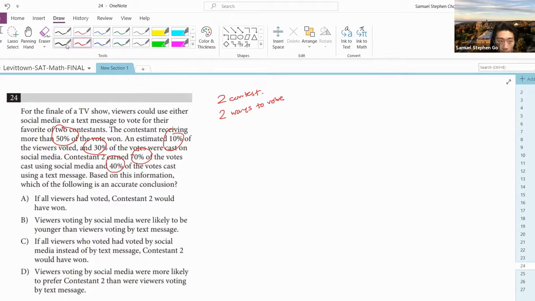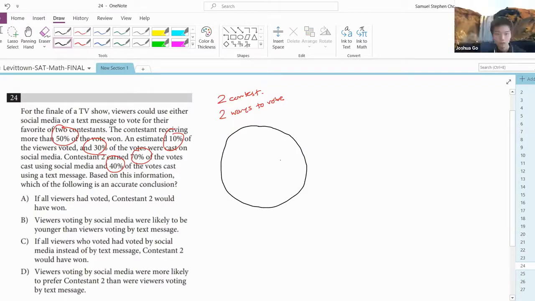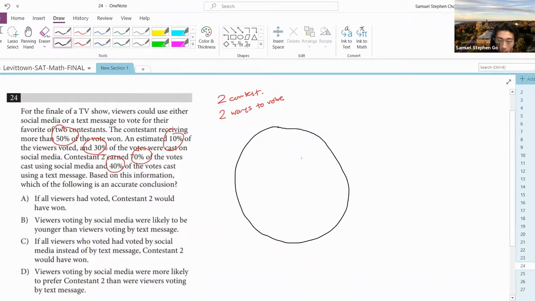So I'm gonna make a little pie here. We're going to say this pie represents all the people that voted. I'm gonna make it a little bit bigger. This is gonna get a little messy. So this whole pie is all the people that voted.